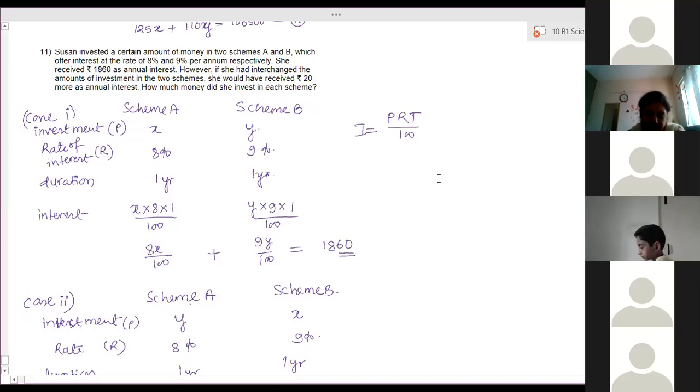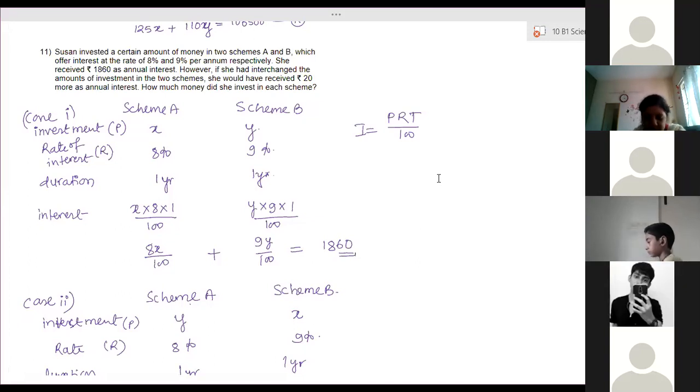Ma'am, this all we learned in class 8, right? This formula. Ma'am, there's one more formula and I forgot it. But that is compound interest, not simple interest. This is simple interest: interest is equal to PRT by 100. Ma'am, the other one was CI is equal to P into (R plus 1 by 100) something, to the power N. Yes, right.